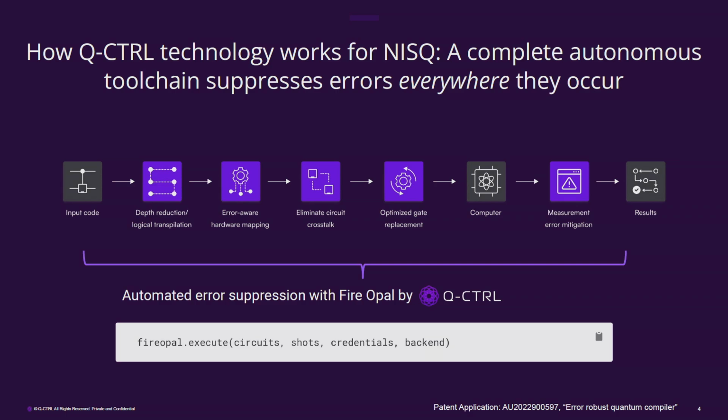Now, as a software company, we want to package all this progress that we've made in terms of research into a product. And we do this with a product called Fire Opal, that really abstracts away all this information. If you really want to get good results from your quantum computer, you just have one line of code that you can execute and get all this pipeline available for you.